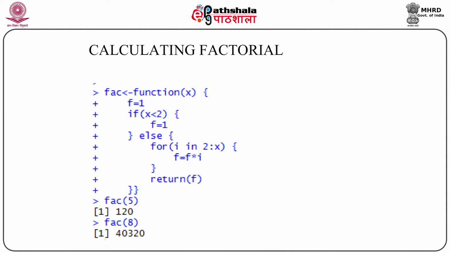Now since we have the function FAC, which will give us the value of the factorial of the integers, if we write FAC(5), we will have 120, which is 5 factorial, and FAC(8) will give us 40320, which is the factorial of 8. So, the function is working properly.